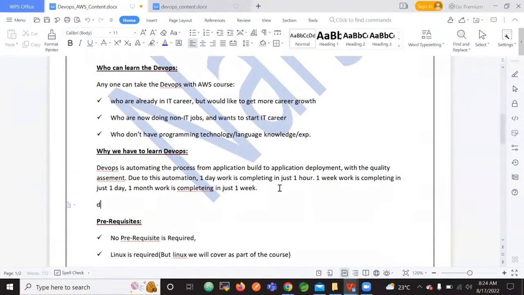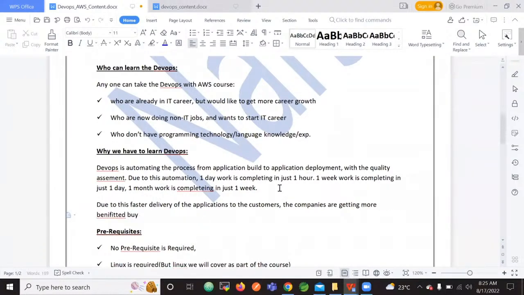So due to this faster delivery of the applications to the customers, the companies are getting more benefited by taking more work, and thus making the company more revenue.